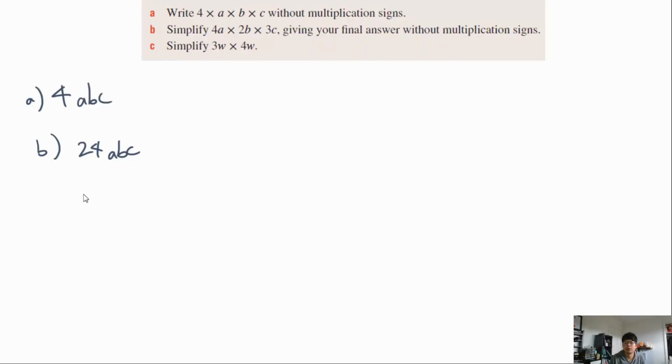And the last one, question C, we have simplify 3W times 4W. So we multiply the numbers together again. So 3 times 4 is 12. And then W times W is W squared. So it'll give you 12W squared. So in multiplication, always just multiply all the numbers together and then the pronumerals, and it will give you the answer. If it was addition, it wouldn't work because you need the same letter there.